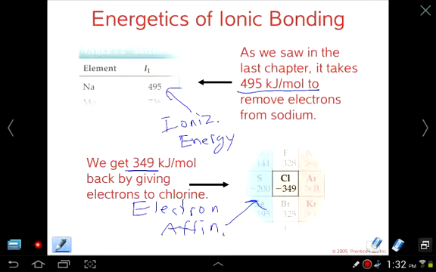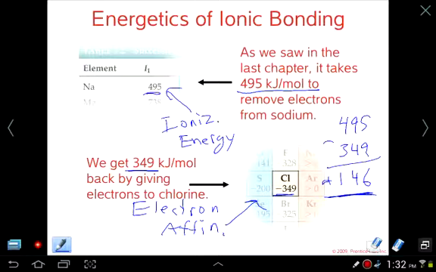However, in the course of sodium and chlorine reacting, sodium gives up an electron, which requires 495. Chlorine accepts an electron, giving up negative 349. If you combine them, 495 with negative 349, what you see is that you get a positive 146 for the answer, which means it requires energy to form sodium chloride. This is an endothermic process.